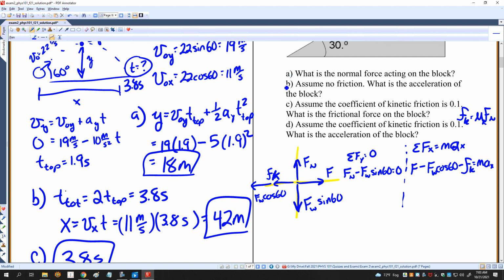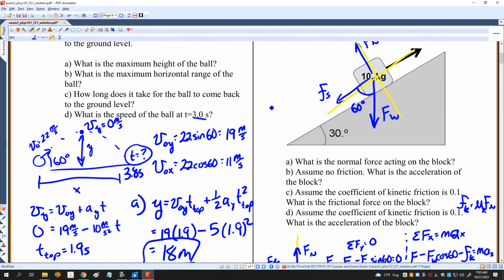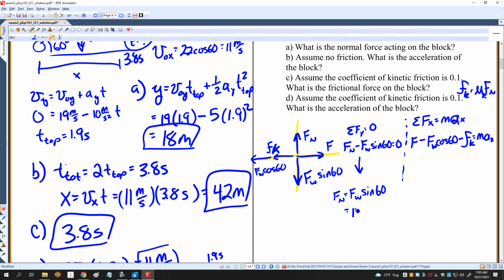First question is, what is the normal force? So to do that, I can solve this equation. I find that Fn equals Fw sine of 60. That's going to be Fw, which is 100 newtons. I have a mass equal to 10 kilograms times 10 meters per second squared. That's equal to 100 newtons. So I have 100 newtons sine of 60, and that's equal to 87 newtons. Okay, so that's my part A.